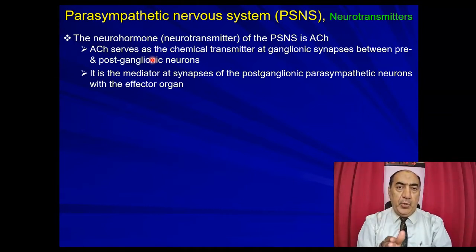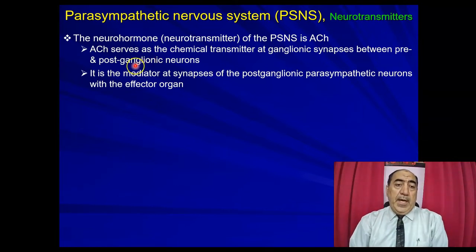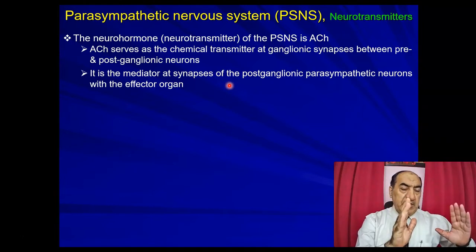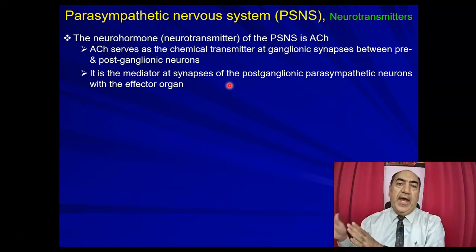The preganglionic neuron releases acetylcholine and works on a nicotinic receptor on the postganglionic neuron. Okay? It is the mediator at the synapses of the postganglionic parasympathetic neuron. So, it is the chemical transmitter in the ganglia, between the pre- and postganglionic neuron, and between the postganglionic neuron and the neuroeffector organ or the effector organ.